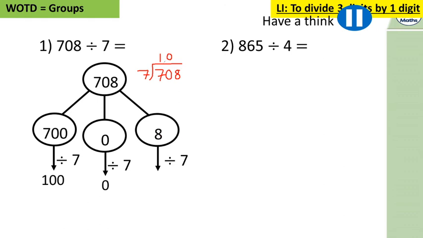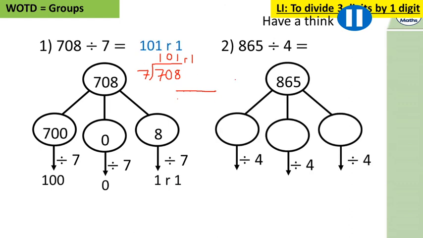So 8 1s. How many 7s in 8? It's 1, because 7 times 1 is 7. 7 times 2 is 14, which is too much. If I have 8 things, 1, 2, 3, 4, 5, 6, 7, I'm putting it into group 7. 1, group 7. 1 remaining, or 1 remainder. So 101, remainder 1. So 100 plus 1. Remainder 1. 101, remainder 1. Right, let's look at the next one.